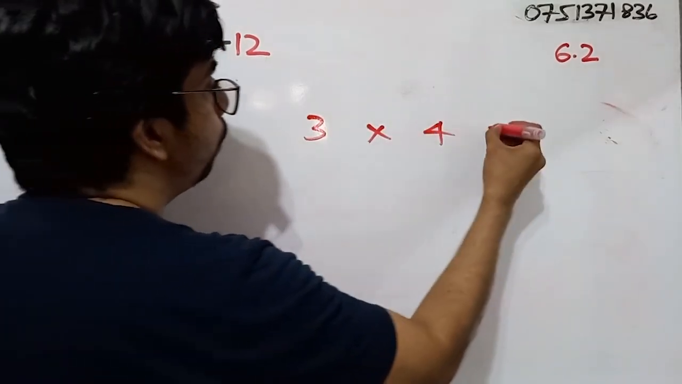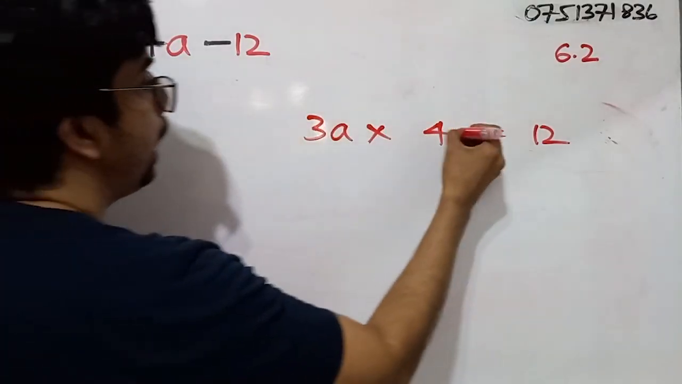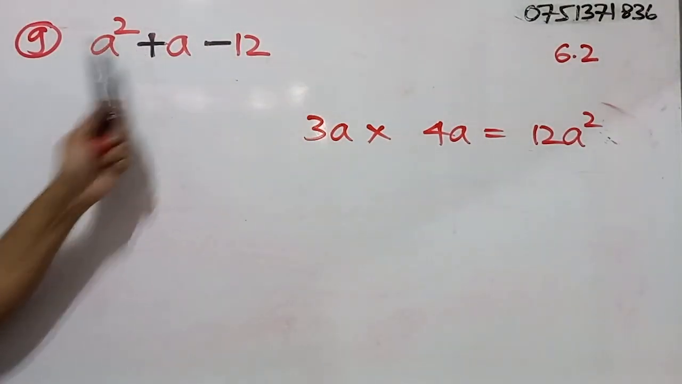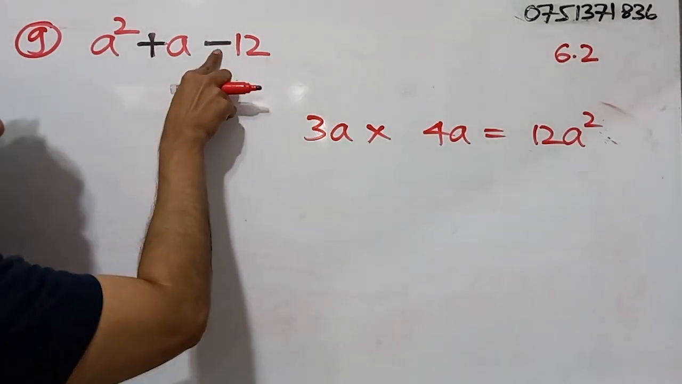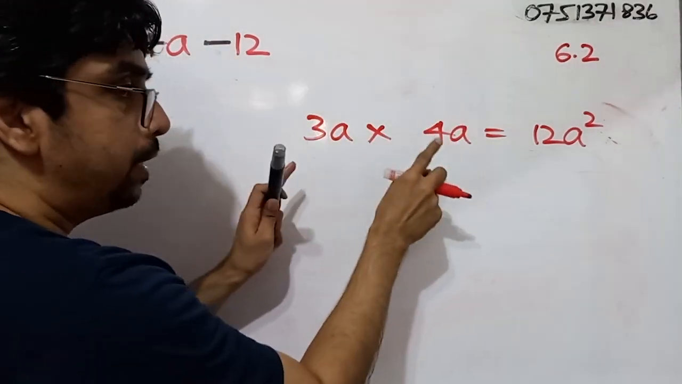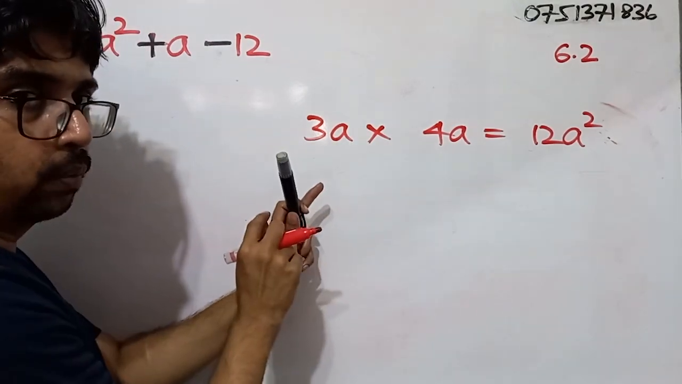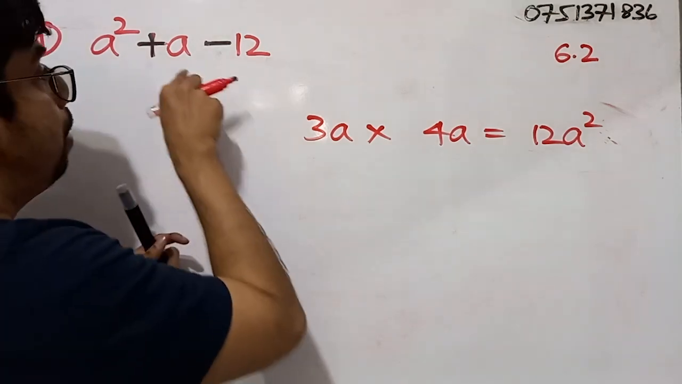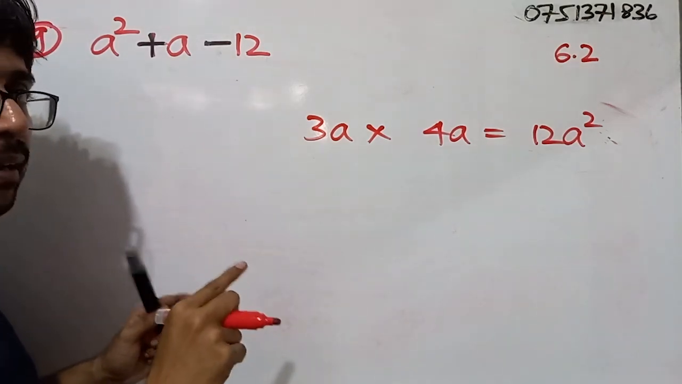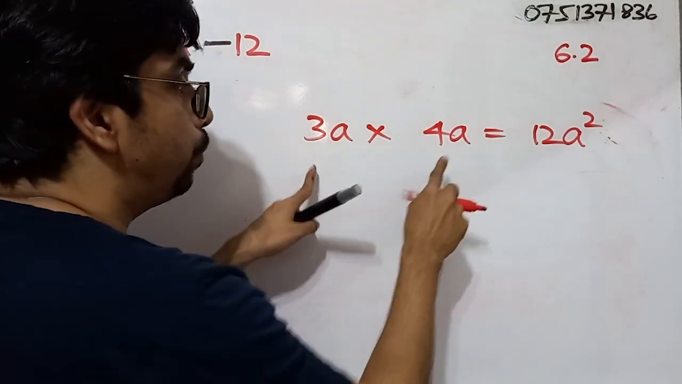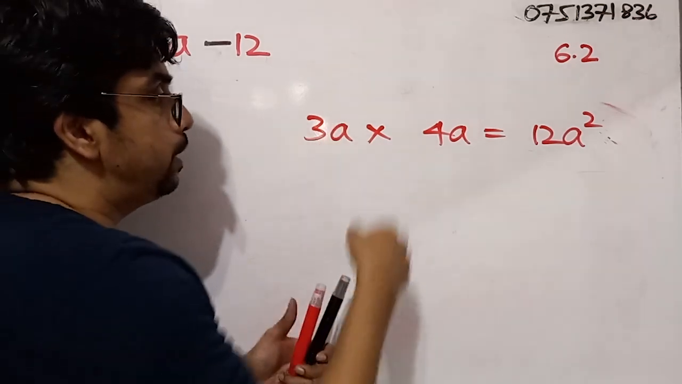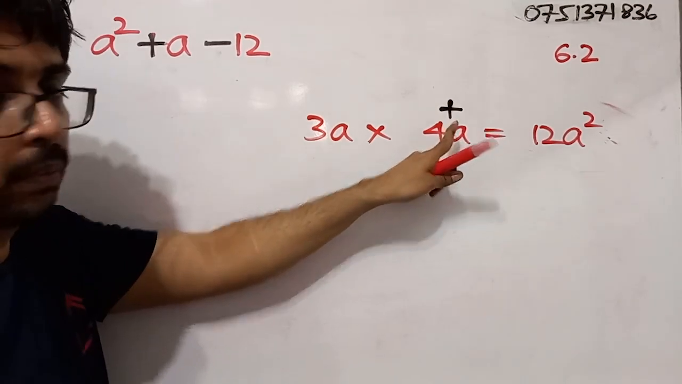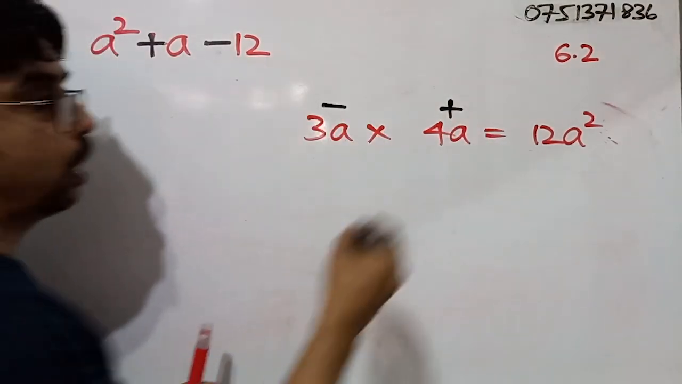3 into 4, we know that is 12. So 3a into 4a, we will be getting 12a squared. This is minus, this is plus. That means out of these two factors, one should be positive and the other one should be negative. Which one is which? Now, we take a look at the middle term. In front of the middle term, what do we have? A plus. That means these are the two factors that we have considered. Out of these two, which one is larger? 4a. So it should be positive. The other one should be negative. So the outcome is what?